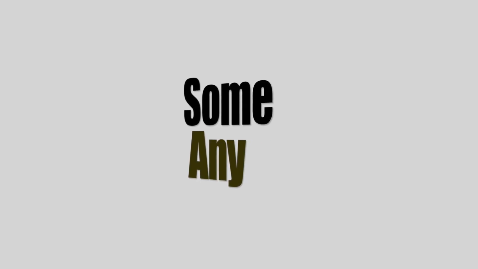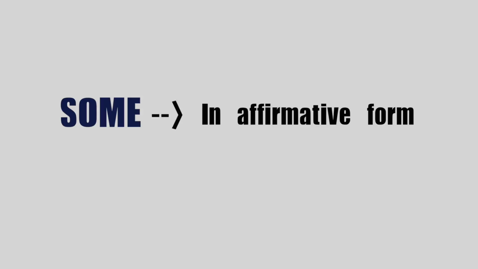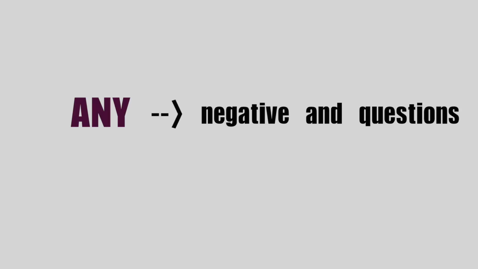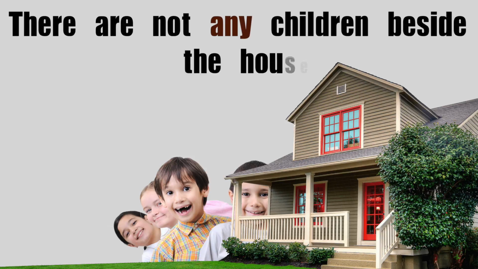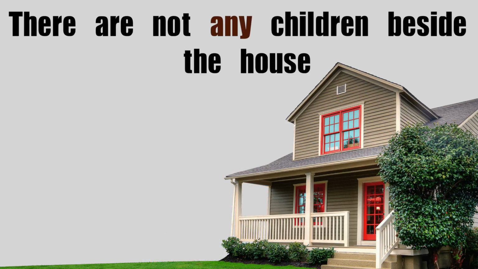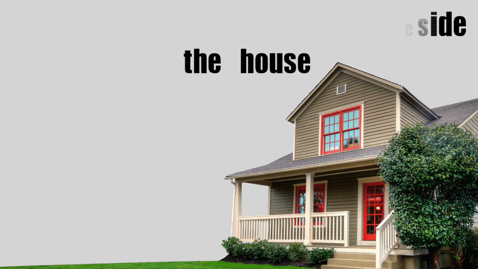And finally, we have some and any. Well, the same case. We're going to use some and any both with countable and uncountable, right? The only difference is that we will use some in most of the cases in affirmative form and any for negative and questions. For example, there are some children beside the house. 3 or 4. If I use the negative form, I need to use there are not any children beside the house.